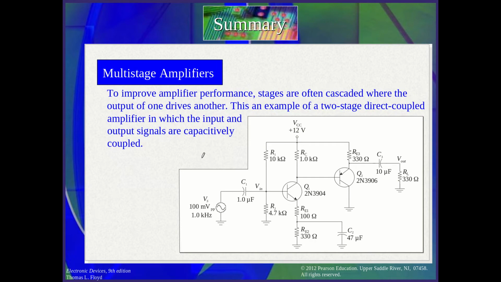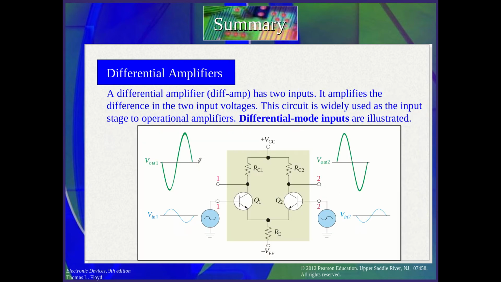Multi-stage amplifier, another amplifier design. You have a multi-stage, the first stage, second stage, so you have higher gain, and the input and the output are capacitively coupled. Differential amplifier: this differential amplifier is commonly used as the input to the operational amplifier, which is a very common, well-known amplifier. In the differential amplifier, you have two inputs and two outputs. The two inputs, V1 is input to this one and V2 to this one, and you take the output from the collector here.